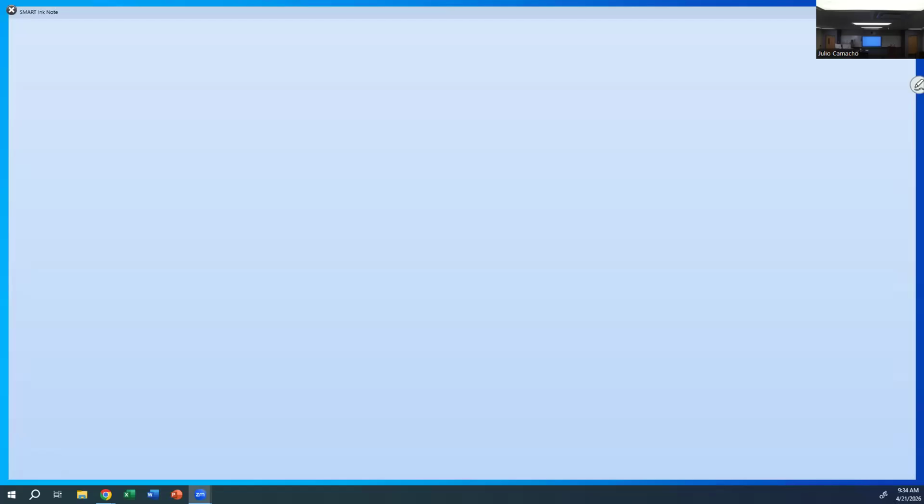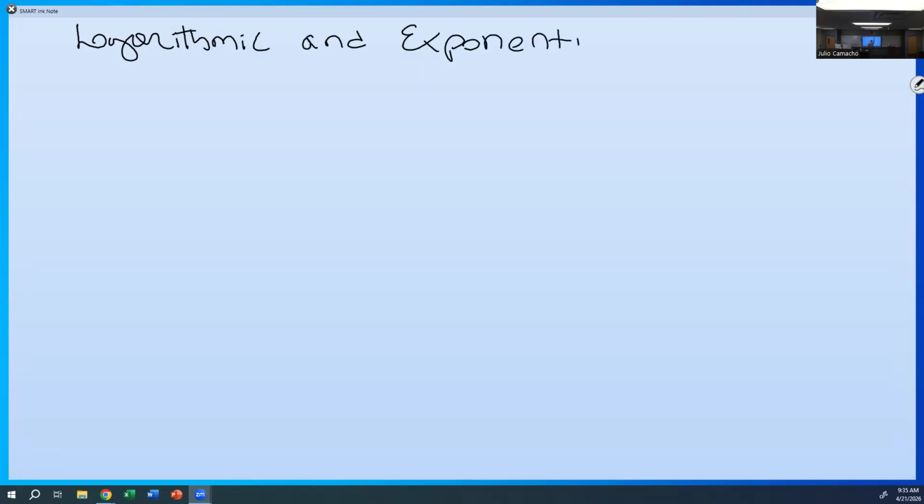Okay, so today we are working with logarithmic and exponential equations. We are doing logarithmic and exponential equations.